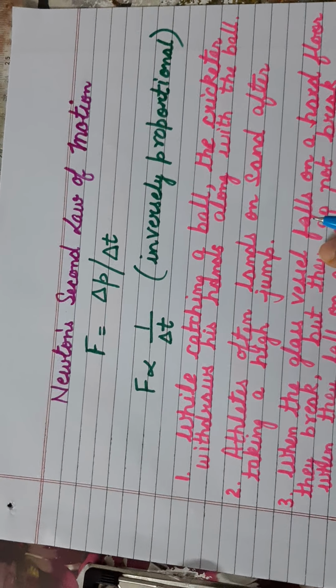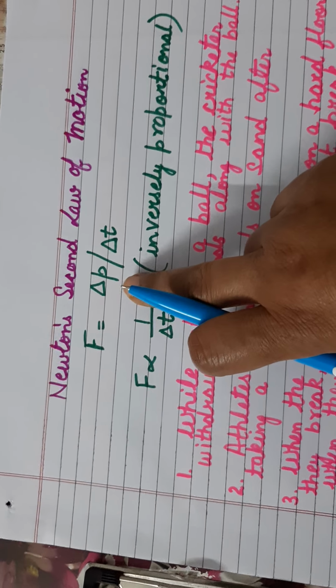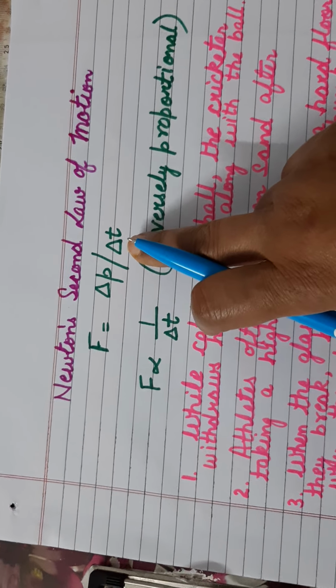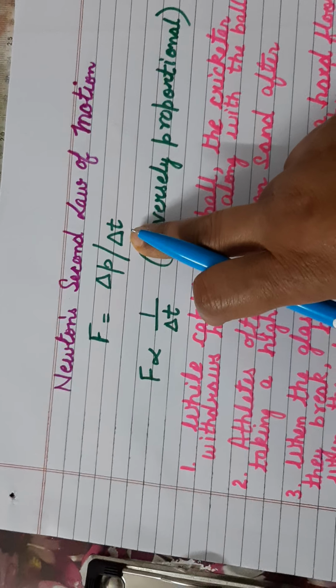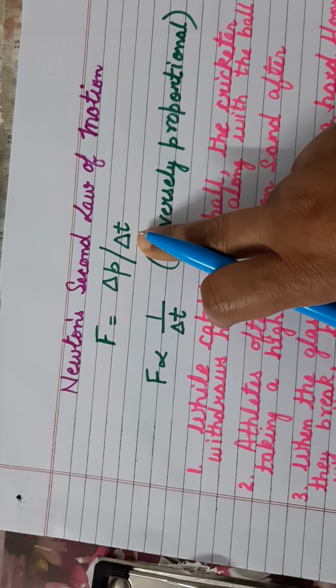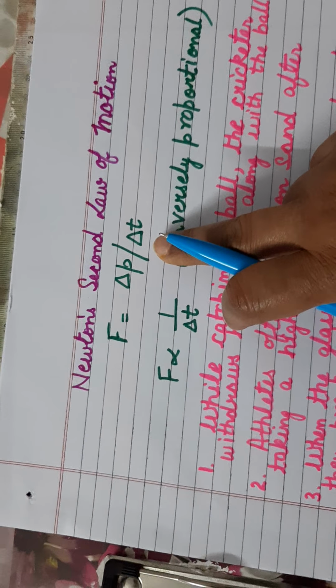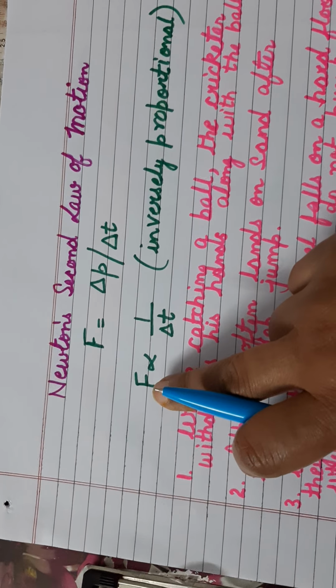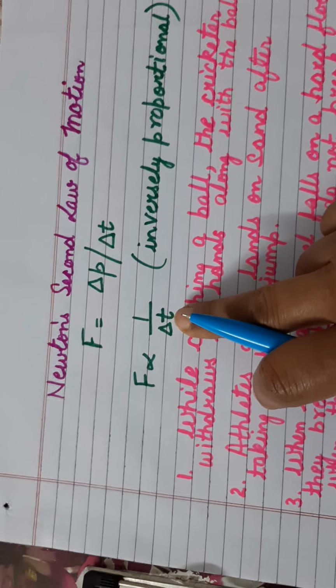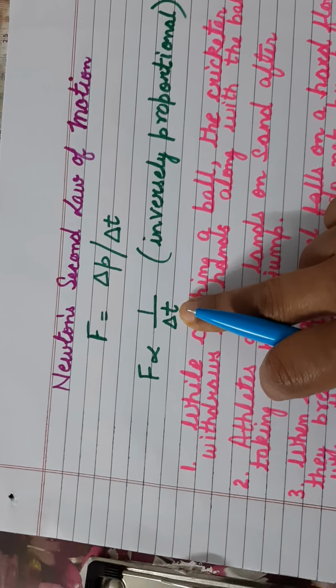Before we begin, I want to have a quick recap of what Newton's second law states. According to Newton's second law, the rate of change of momentum is directly proportional to the force applied and takes place in the direction of the force applied. Okay, children? If we have a closer look at this formula, it shows that the force applied is inversely proportional to the time and directly proportional to the momentum.